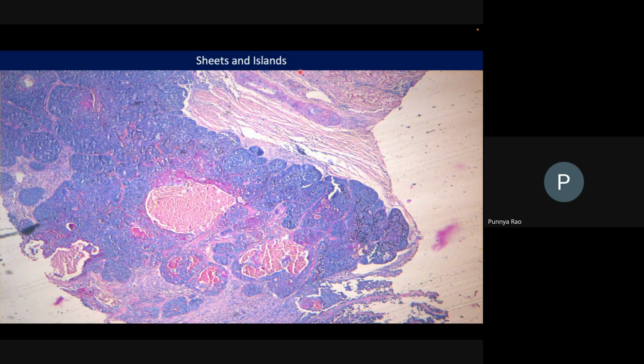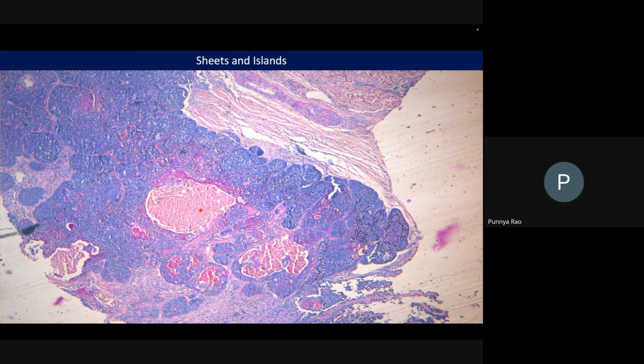What we saw histologically was sheets and islands of basaloid cells. There was no circumscription. They were extending into the adjacent tissues that were present here. You can see these sheets and islands seem to be separated by some basal lamina-like material. Areas of necrosis were also seen.